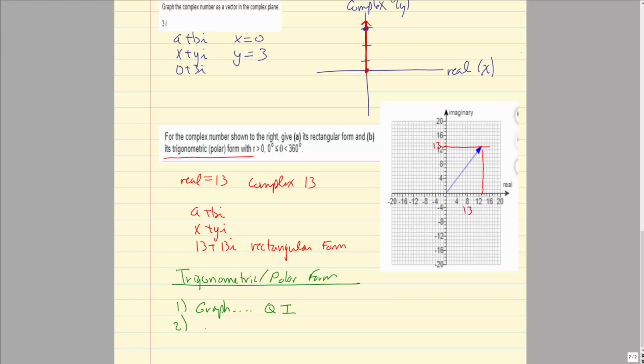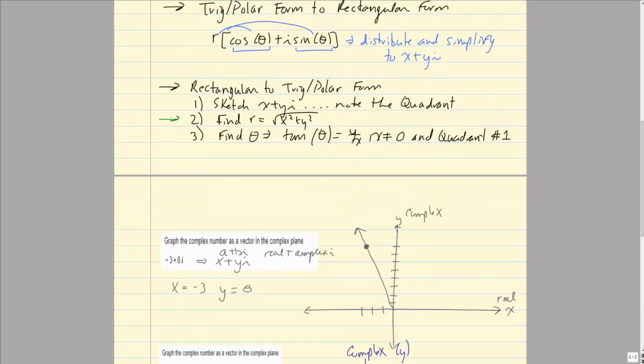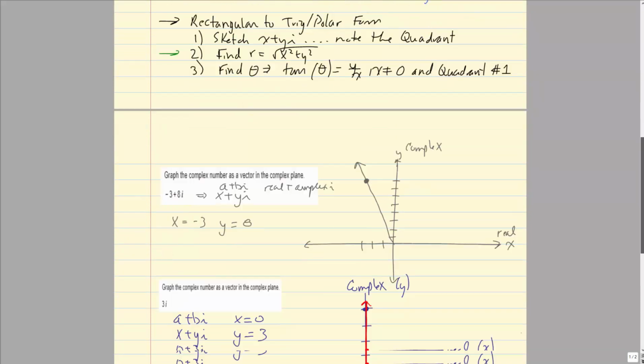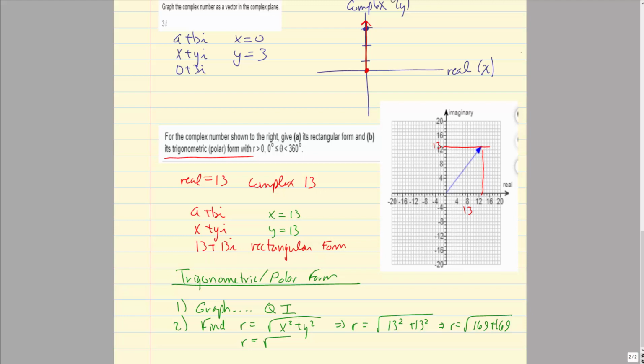The next thing we're going to do is find r, and then we'll find theta. So find r. r is equal to the square root of x squared plus y squared. x is equal to 13, y is equal to 13. So r is the square root of 13 squared plus 13 squared, 169 plus 169. So 169 plus 169 is going to be 338, square rooted.